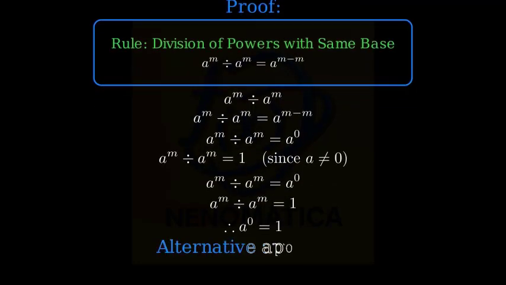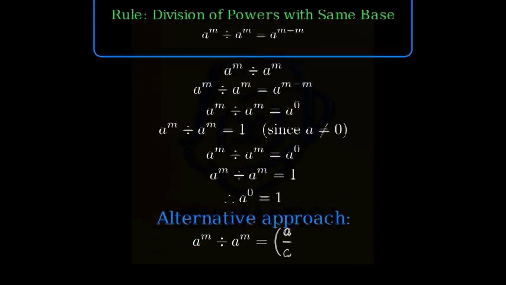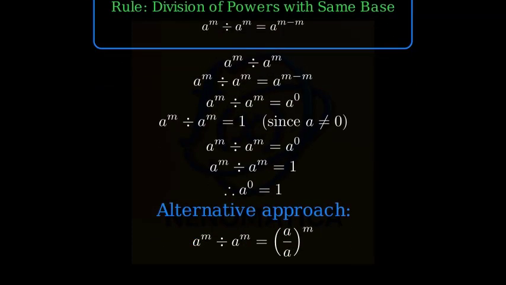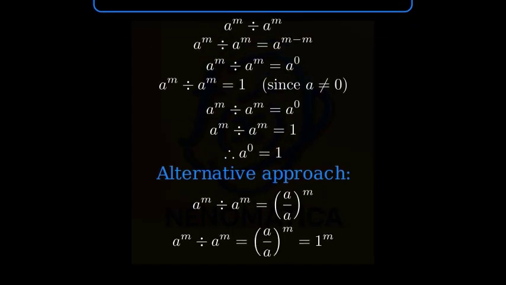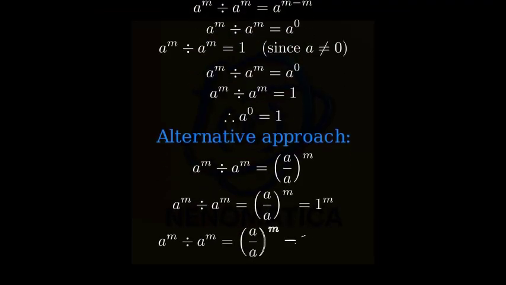There's another way to look at this. We can also consider the division of same powers as the ratio of those powers. We can write a to the power m divided by a to the power m as a fraction. This equals (a over a) raised to the power m. Since a divided by a equals 1, for any non-zero a, this expression becomes 1 to the power m. And 1 raised to any power is always 1, so our expression equals 1.